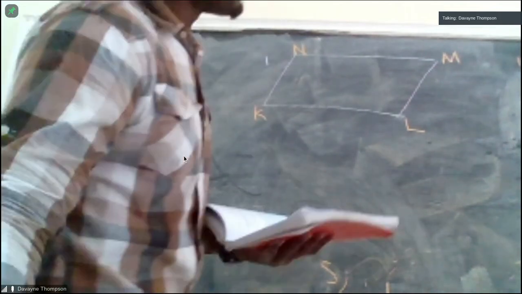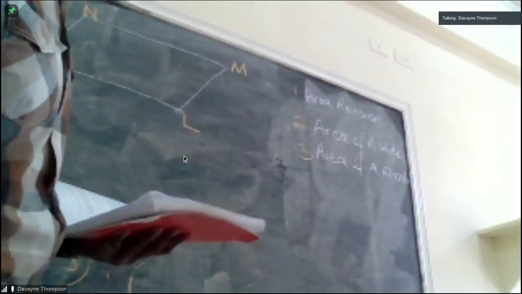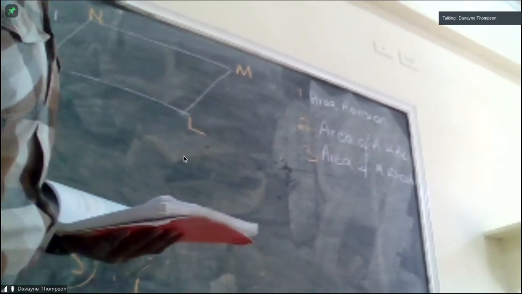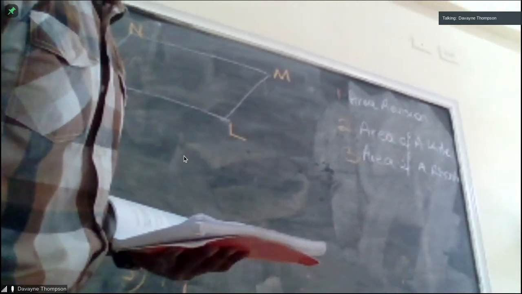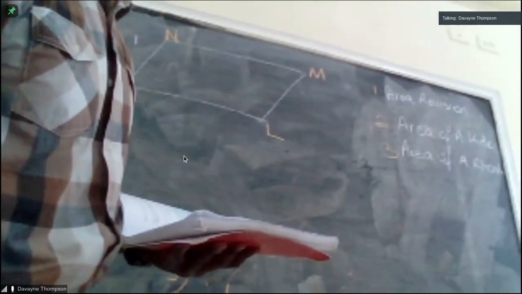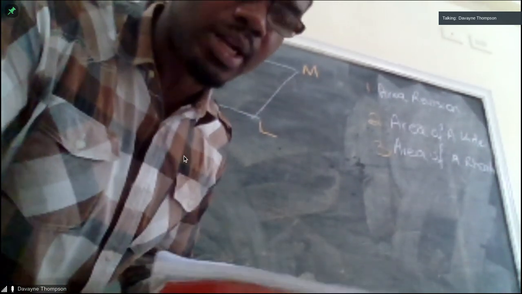Can I see the topics again? Area revision, area of a kite, and area of a rhombus. So go on three pages and write those for me. Three empty pages. Sir, but what if they take up more than one page? Trust me, they won't. I've mapped it out. Even if it does take more than one page, you're just going to put the topic on the next page and continue.